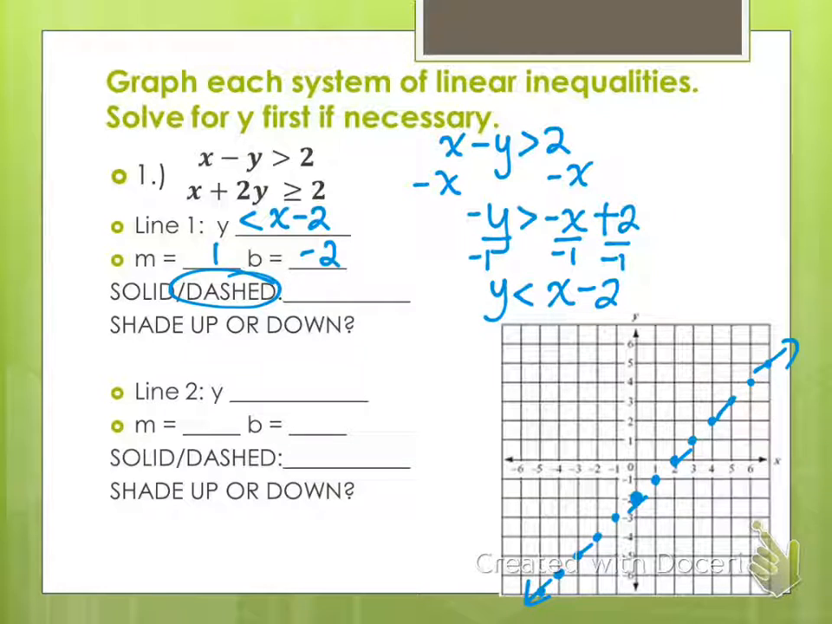Next thing we have to decide is where to shade, up or down. Connie, what do you think? If we look at the original problem, we would think up. But we need to look at when y is alone. So it would be down. That gets a little tricky on these. Always make sure you're paying attention to what it is when y is alone. When y is alone, it's a less than, so we shade down.